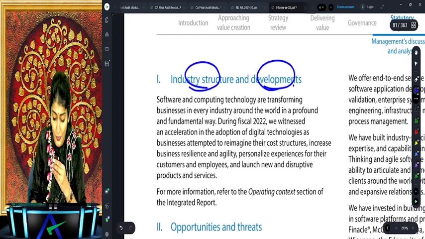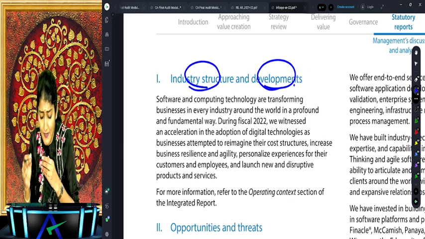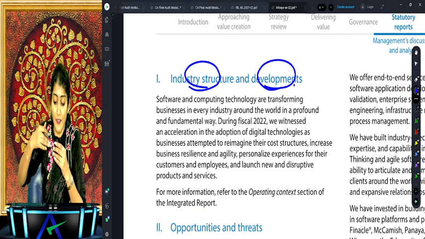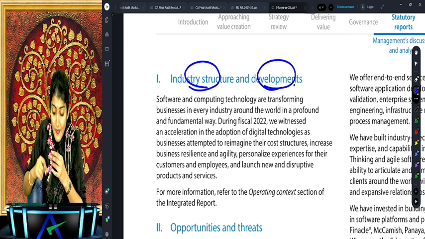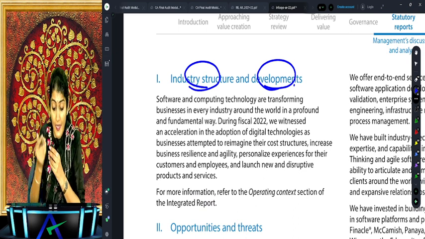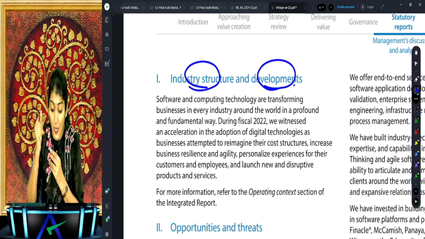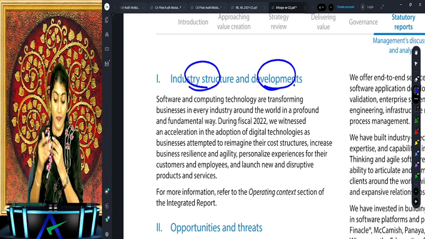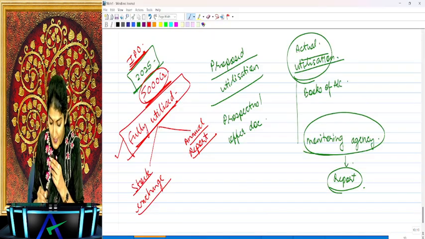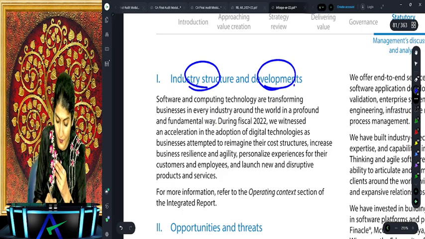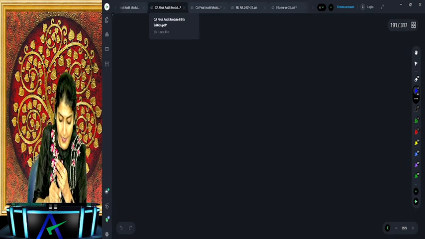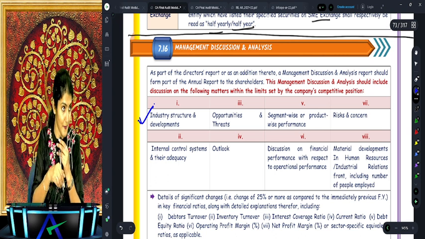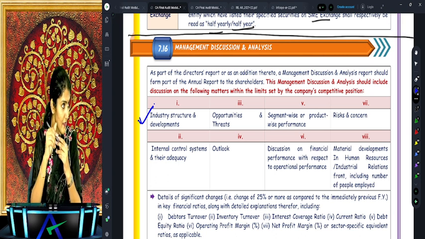Software and computing technology are transforming businesses in every industry around the world in a profound and fundamental way. We witnessed an acceleration in the adoption of digital technologies as businesses attempted to reimagine their cost structure, increase business resilience and agility, personalize experiences for their customers and employees, and launch new and disruptive products and services. Right. So if I look at the contents of the MD&A, what is the first point over here? Industry structure and developments. And so whatever we are discussing, it's over here.